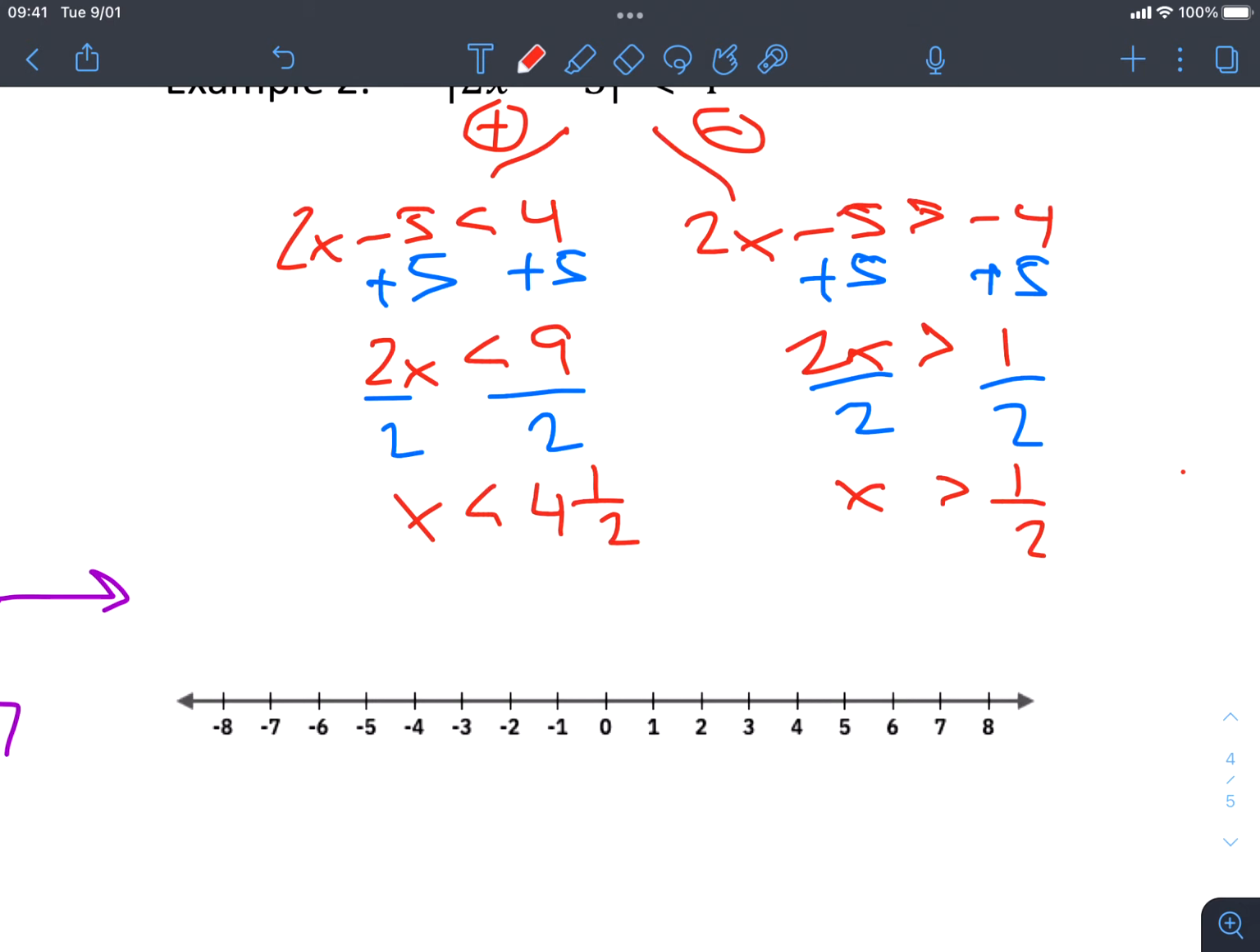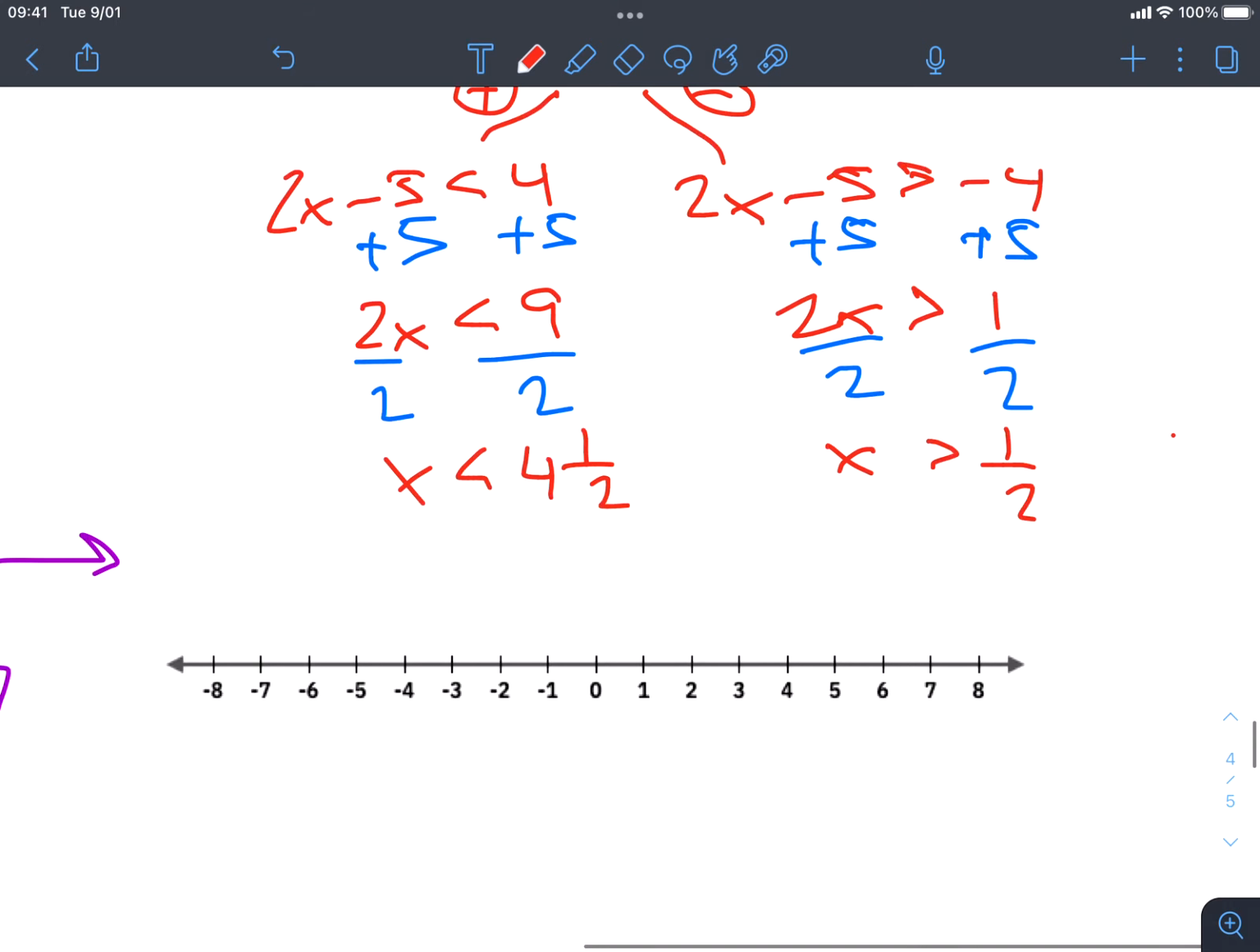So we need to figure out if it's an and or an or. So at 1/2, I have an open circle. Sorry, it's negative 1/2. At 1/2, I have an open circle, and it's going to the right. And at 4.5, I have another open circle, and it's going to the left. Now, what's happening is they're meeting in the middle and creating one single line. So we can actually just draw it as one single line. So this must be an and inequality.